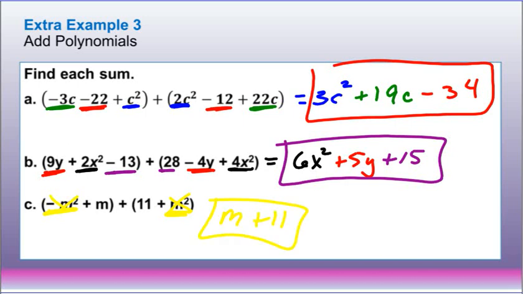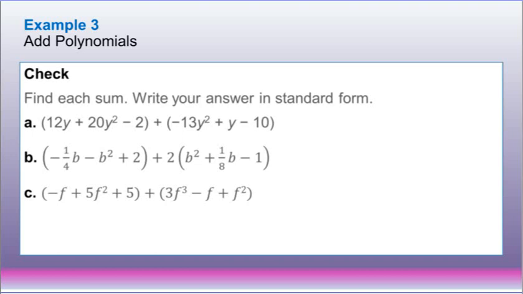More of them. Find each sum, write your answer in standard form. So here we're going to put them in standard form like I was doing before. So I have 20y squared plus a negative 13y squared will give me 7y squared. 12y plus 1y is 13y. And negative 2 plus a negative 10 is a negative 12.